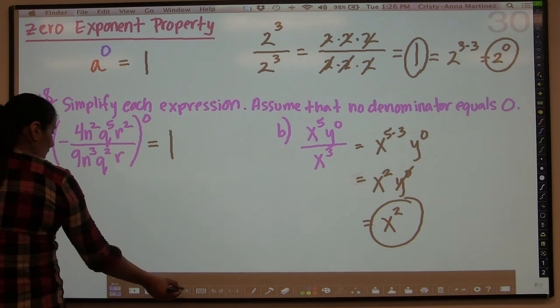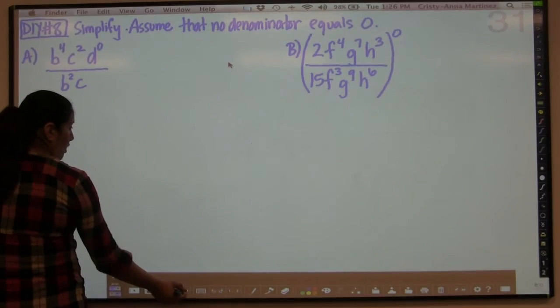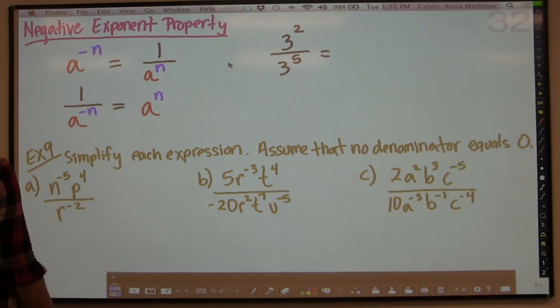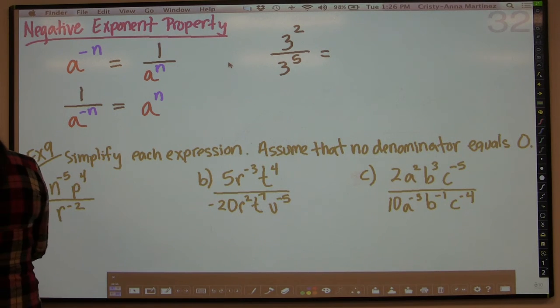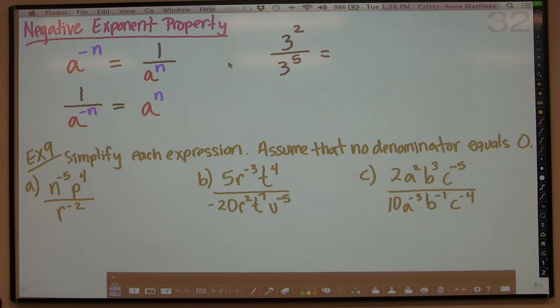And now you can try these examples on your own. And then we're going to go to our last example here, example 9. This is the negative exponent property. And like before, we're going to use the division quotient property to show you how this works.